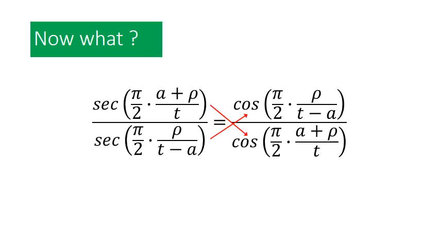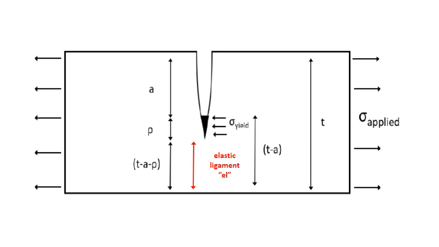The first thing I'm going to do is take these two terms, flip them on their head, and change the secants into cosines. So I think that's fairly easy to do. And the second thing I'm going to do is go back to our schematic, and say to ourselves, across the wall thickness here, we have a crack depth, we have a plastic zone, and we also have an elastic ligament.